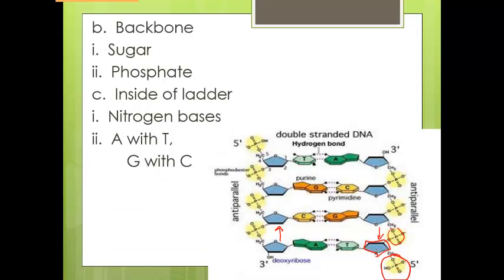Now the inside of your ladder is a little bit more tricky. This is where your differences in your DNA are going to come from between you and the person sitting next to you. Your nitrogen bases, the adenine, thymine, cytosine, guanine, you're going to find those on the inside of your ladder. So if you think of this like the rungs that you're going to be stepping on if you were using this as a ladder. So guanine and cytosine bond to each other, but they do that on the inside, so they kind of point inward toward each other.